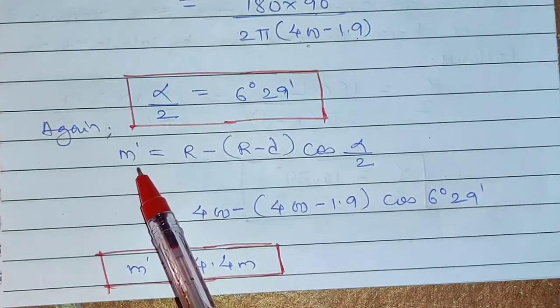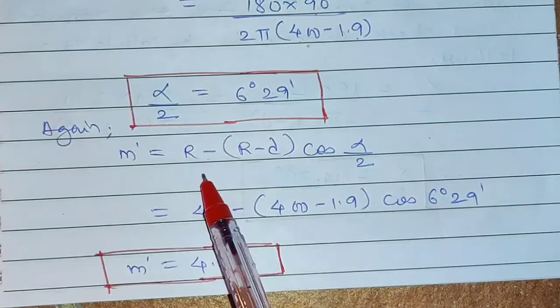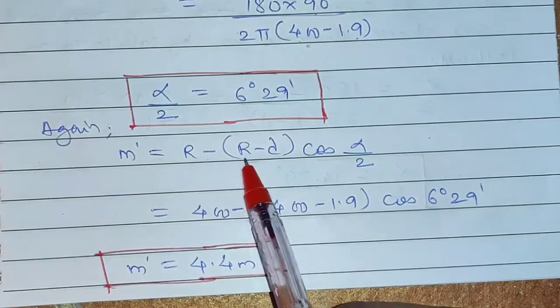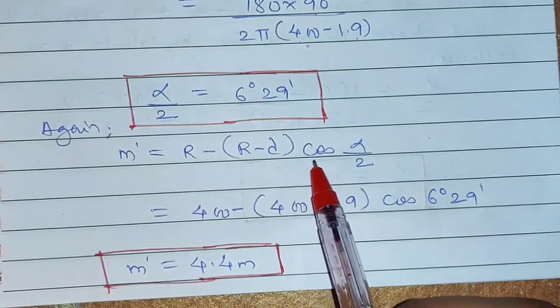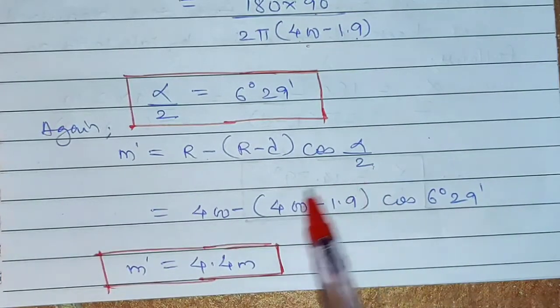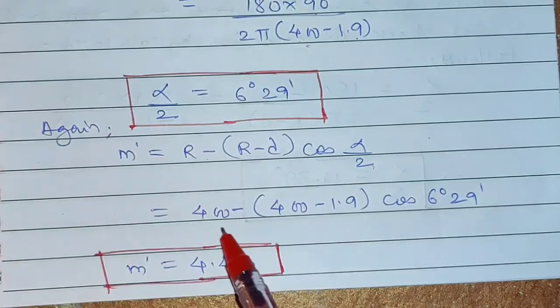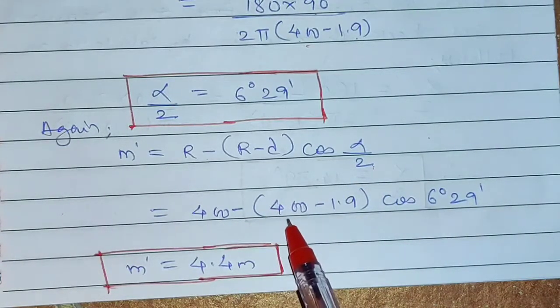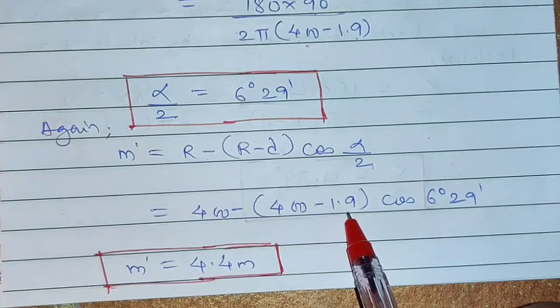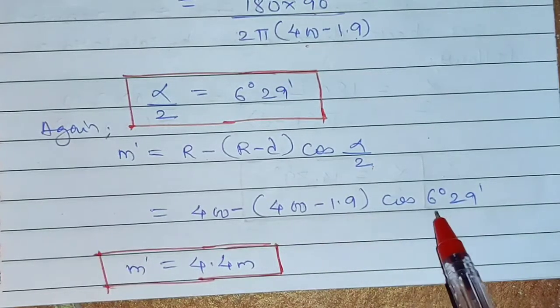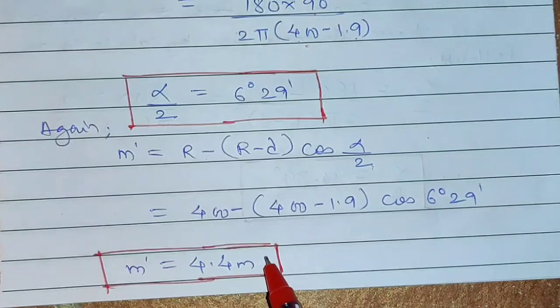To calculate the setback distance for this first condition, we have to use the formula (R minus D) multiplied by cos alpha by 2. Now substituting the values, we get (400 minus 1.9) multiplied by cos of 6 degrees and 29 minutes. So the setback distance for the first condition, the stopping sight distance of 90 meters being less than the circular curve of 200 meters, we get as m dash equals 4.4 meters.